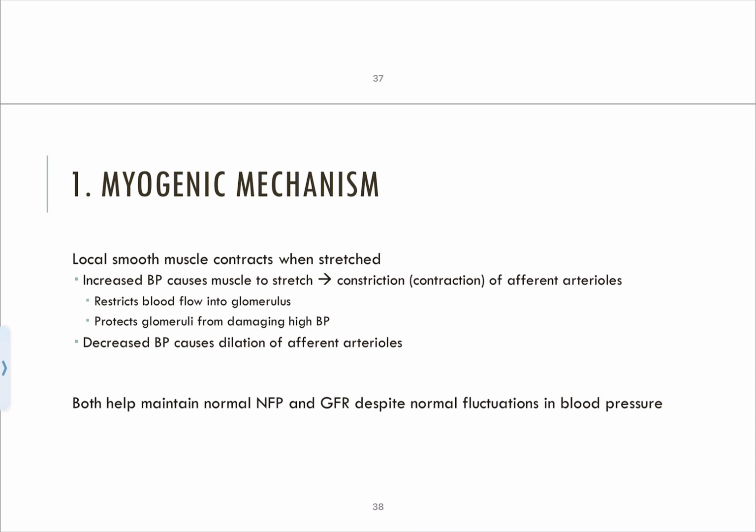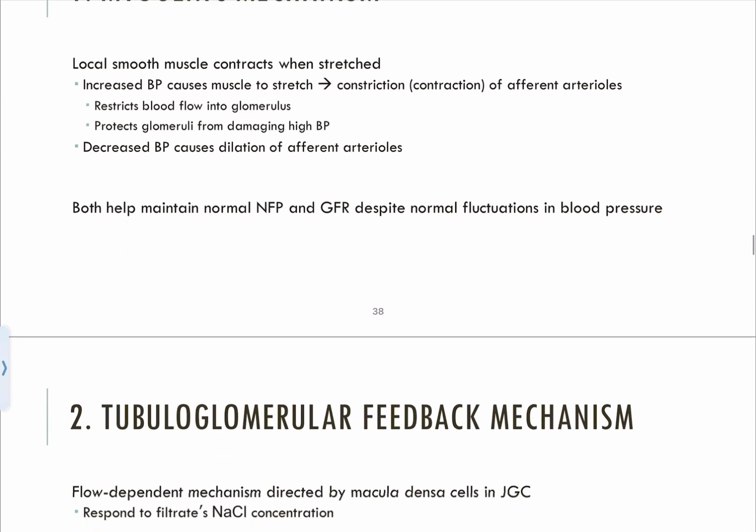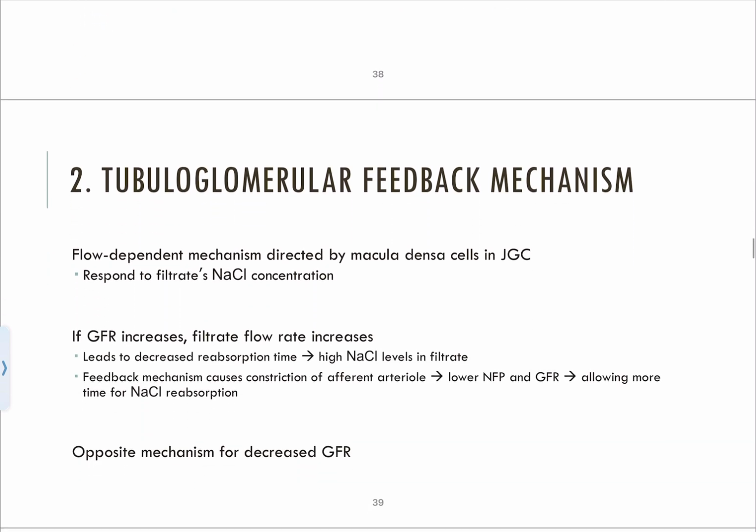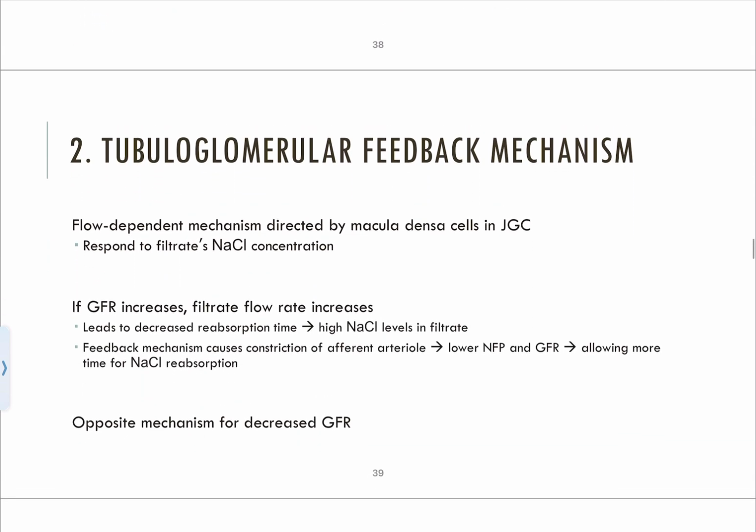Declining systemic blood pressure is going to cause the opposite to happen. So we're going to dilate our afferent arteriole to help raise that glomerular hydrostatic pressure. But both of these responses are actually needed in order to help maintain our net filtration pressure as well as our glomerular filtration rate.